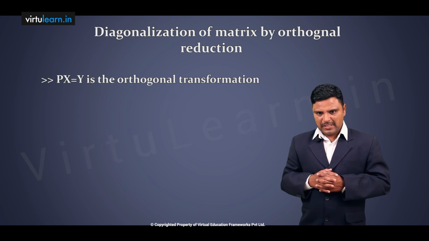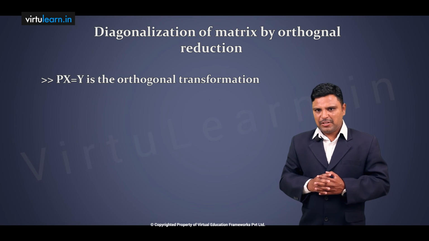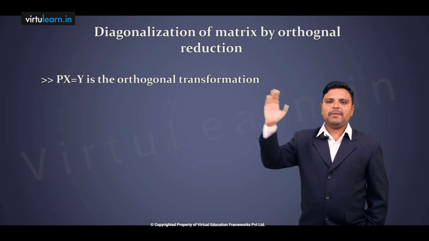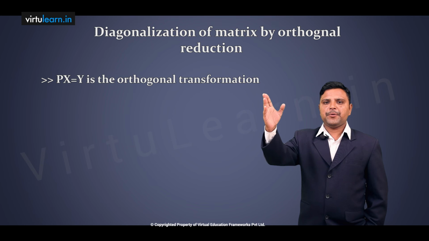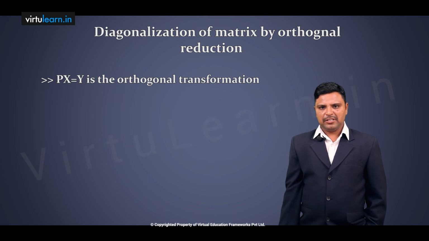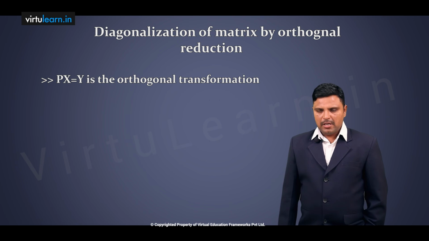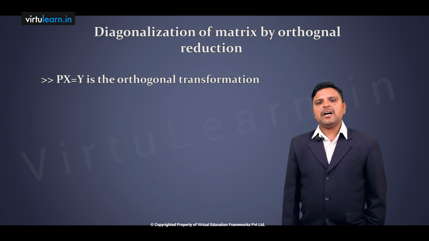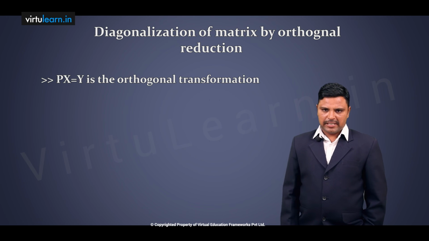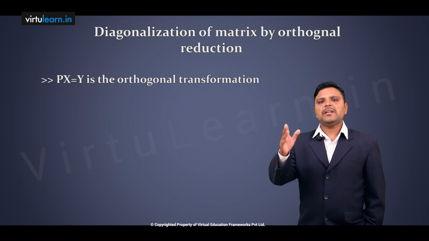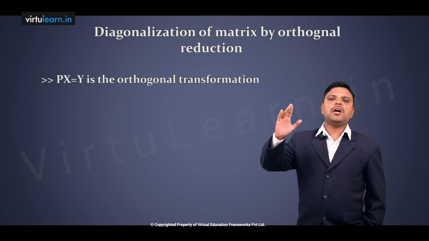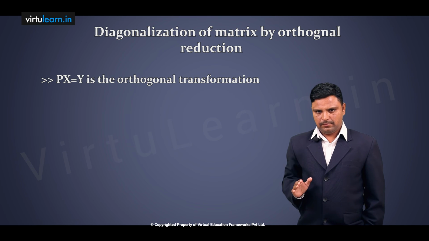Once again I will explain the procedure step by step. Given matrix A equal to A11, A12, A13, A21, A22, A23, A31, A32, A33. This is the given matrix, the first step. Second step: find the eigenvalues and eigenvectors of the matrix A, that is, x1, x2, x3 are the eigenvectors corresponding to the eigenvalues of A.